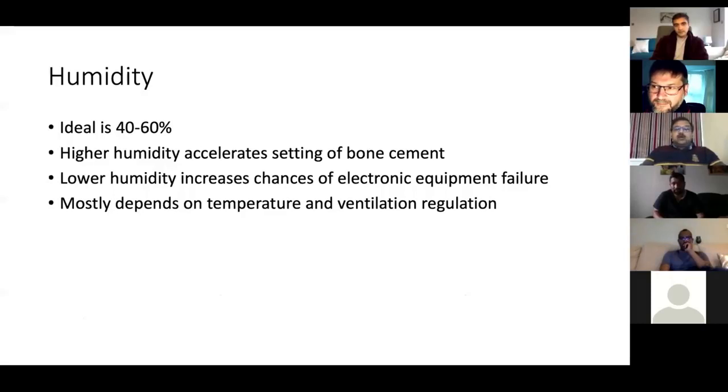Humidity. Now, humidity is the percentage of moisture in the air. Ideal is 40 to 60 percent. A higher humidity accelerates the setting time of bone cement, thus reducing the working time. There have been some reports that a lower humidity increases the chances of electronic equipment failure. Humidity is indirectly controlled mainly by the temperature and the ventilation regulation, but in an ideal operation theater, there has to be monitoring of the humidity.